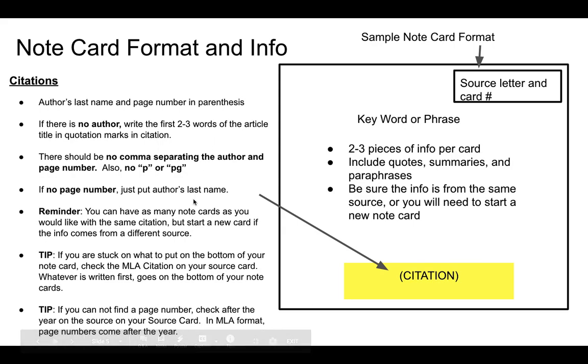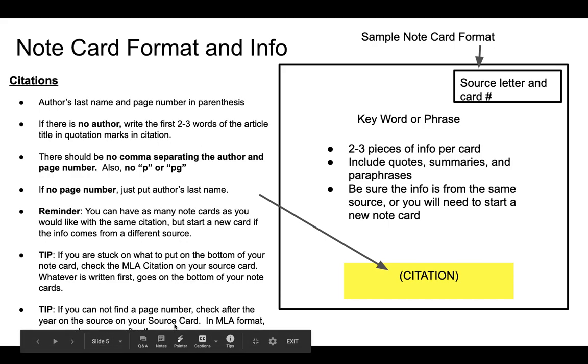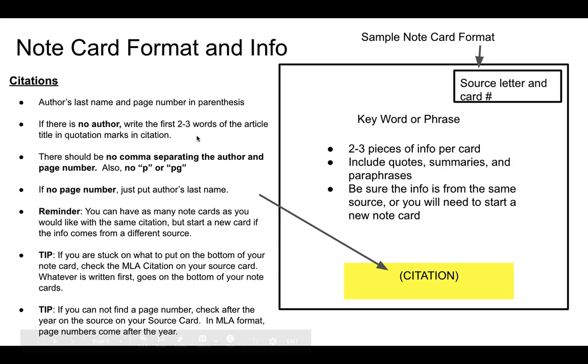On this slide right here, you can see some details in case you can't find certain things. So for example, if there's no author, you're going to write the first 2 to 3 words of the article title in quotation marks in the citation. Reminder that there's no comma separating the author and the page number. There's also no little P's or PG's or anything like that. Sometimes you might not find a page number. If you don't have a page number, you just put the author's last name.